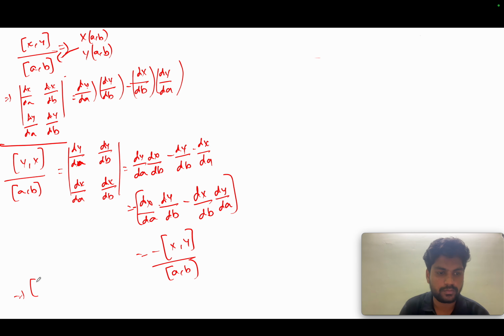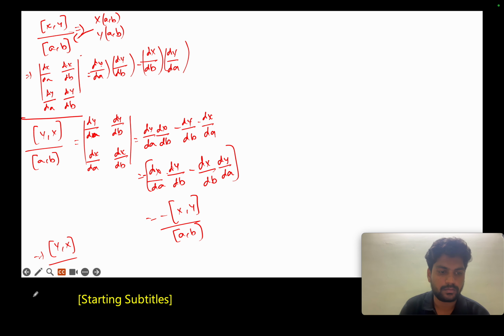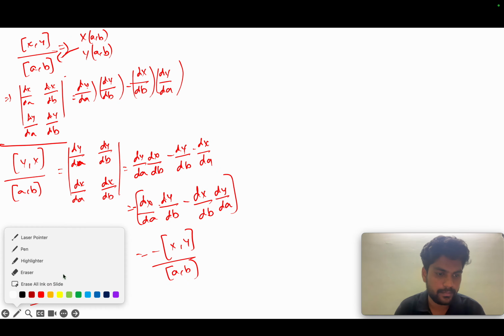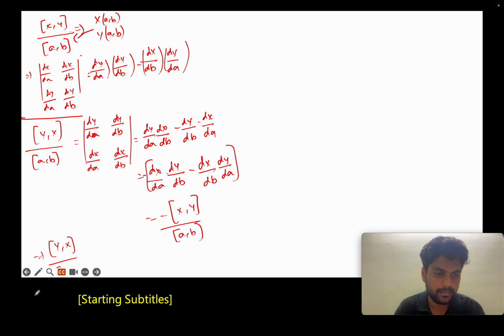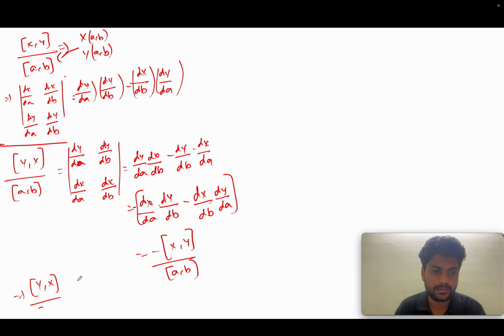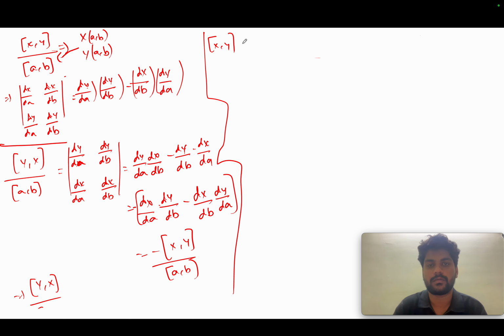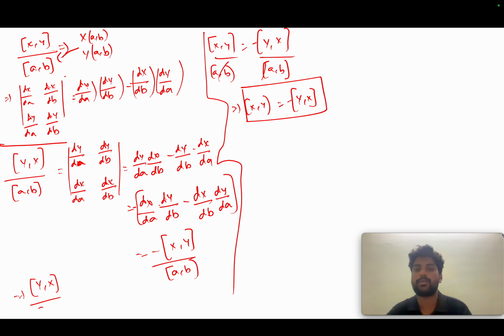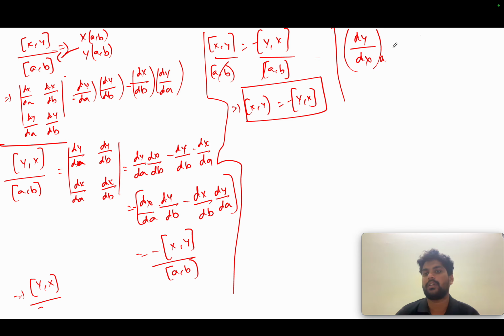So I will write it here. I think this is better. So this is the third property. The fourth property is, if you remember, we have been writing this a lot of times.